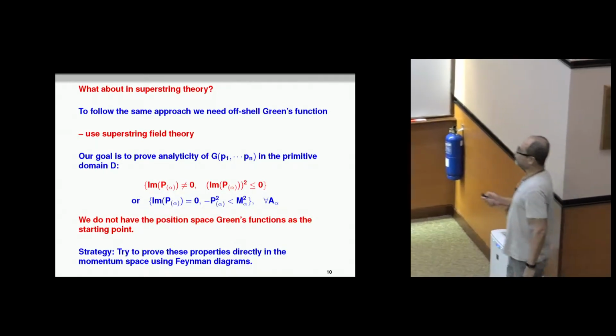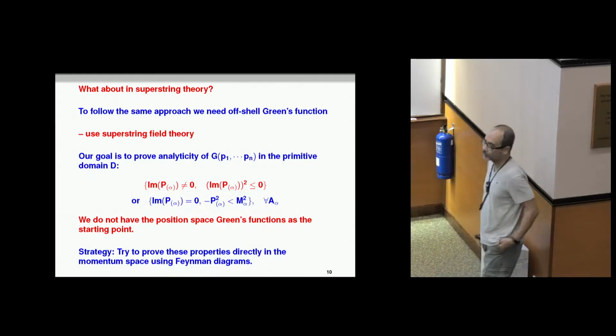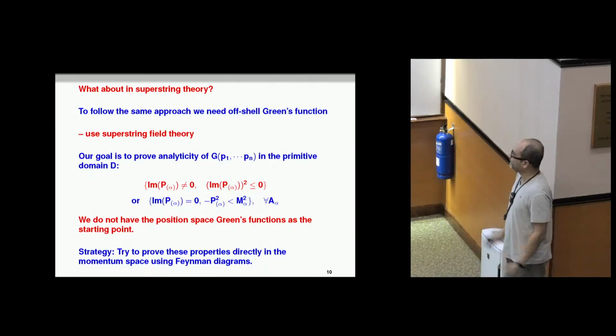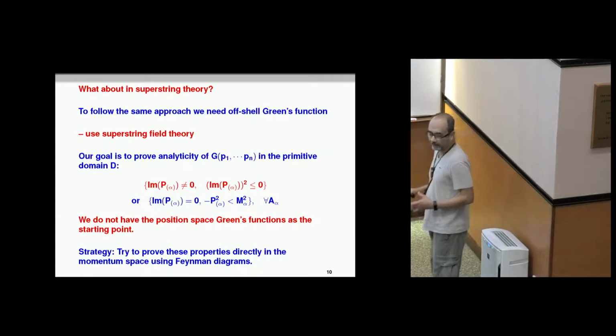Now the problem here is that we do not have the position space Green's functions as a starting point. In superstring field theory, the position space Green's functions are not understood properly, and in fact they probably have a very complicated structure.